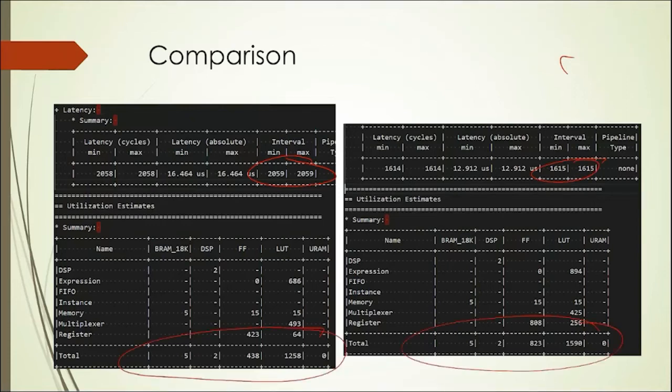We need more complicated logic, so we need more lookup tables. And also, we flatten the loop and pipeline the loop that includes the DCT in the loop, so we need more registers right up here. So here's the trade-off. We sacrifice more utilization in exchange for shorter latency.